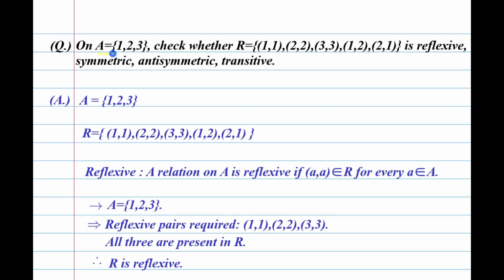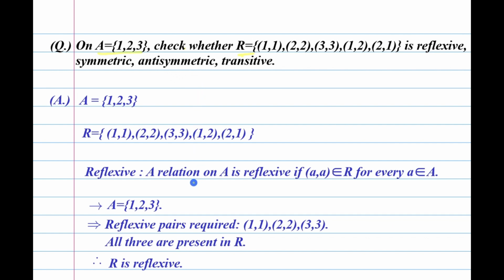In this question, a set A is given, which is A = {1, 2, 3}, and the relation R is given, which is {(1,1), (2,2), (3,3), (1,2), (2,1)}. We have to check whether this relation R is reflexive, symmetric, antisymmetric, and transitive.